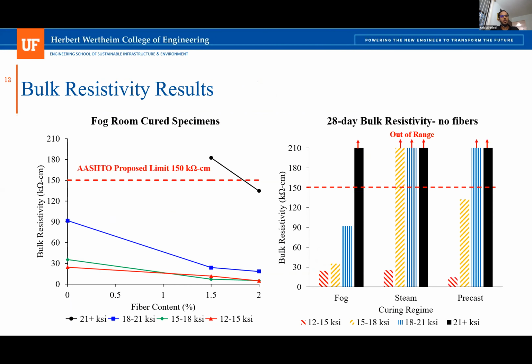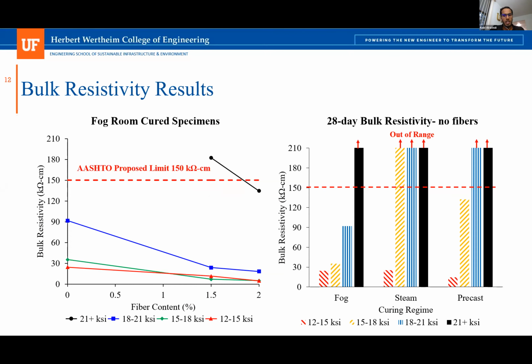And here are our bulk resistivity results. The Federal Highway Administration proposed a limit of 150 kilo ohm per centimeters for UHPC samples with no fibers. And we can see here the fibers, like 1.5 and 2%, really affect the resistivity measurement. So based on the proposed limit by Federal Highway, if we rely on this one, the only mix that would pass is the highest strength mix, the 21 KSI mix.